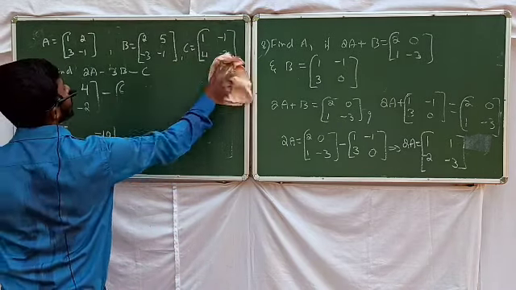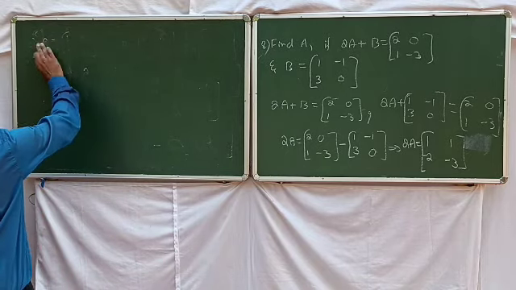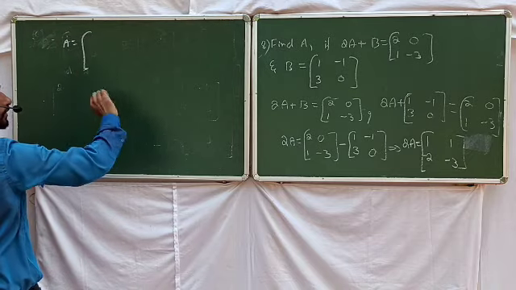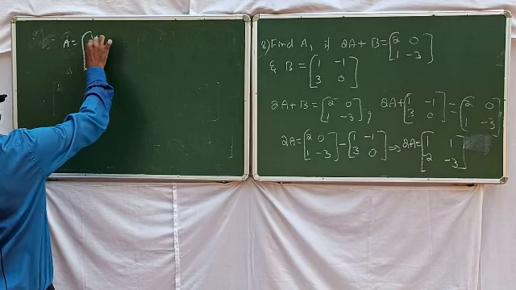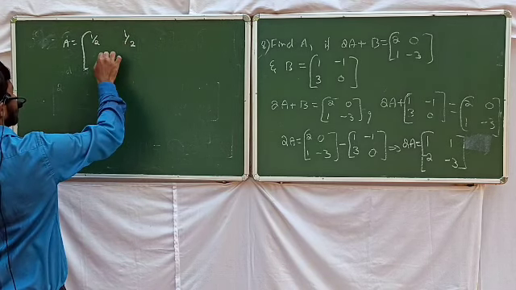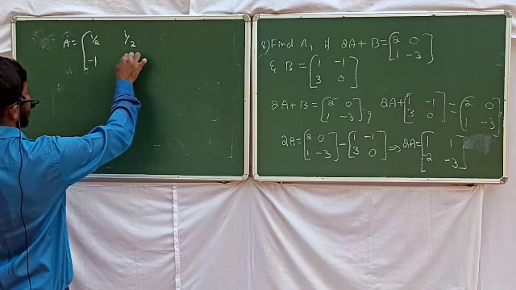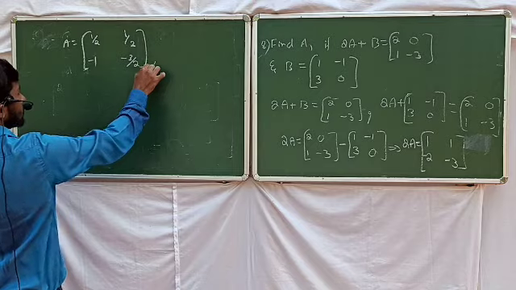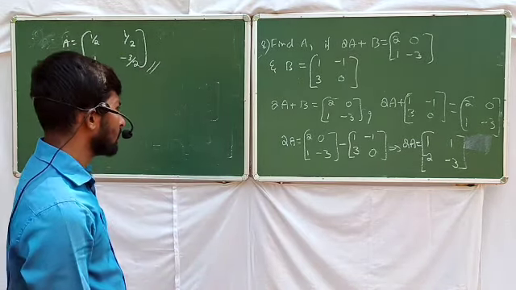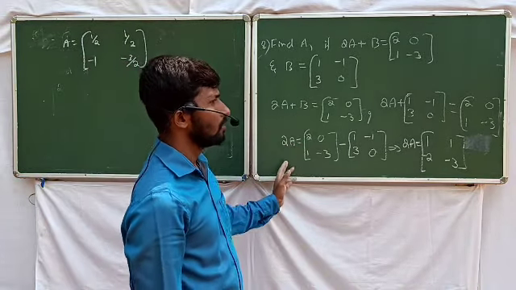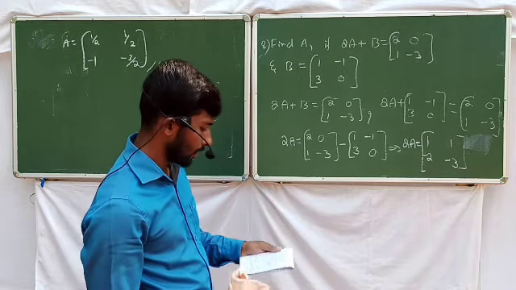You will get a value is equal to, okay, divide both LHS and RHS by 2. A value is equal to 1 by 2, minus 2 by 2. Its value is equal to minus 1, minus 3 by 2. It's a value of A. Clear, right? Only matrix addition and subtraction. Here you are just substituting b value and according to the question you are rearranging the equation. Okay, next question.